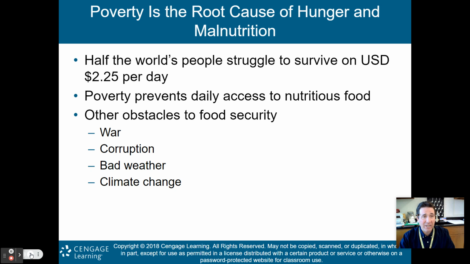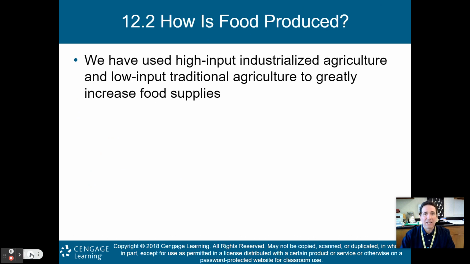Think about all the money we spend, and I'm included, right? I'm not going to sit here and tell you that I don't do that, right? $2.25 a day. 50% of the world's people live on that. Could you live on that? Right? Could I? Think about it. It's powerful to think about. Poverty prevents daily access to nutritious food. Other obstacles, again, war, corruption, bad weather, and climate change.